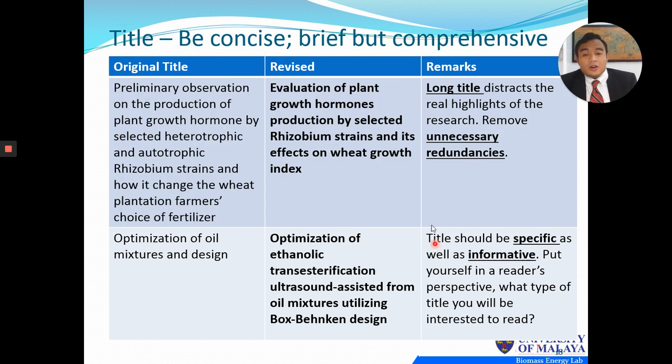So in order for you to understand more about it, this is the original title, this is the revised one, and the remarks. The first title is considered weak because a long title distracts from the real highlight of the research. You have to remove unnecessary redundancy, such as selected heterotrophic and autotrophic. You have to be specific, but if you include everything, you can just put selected rhizobium strains.